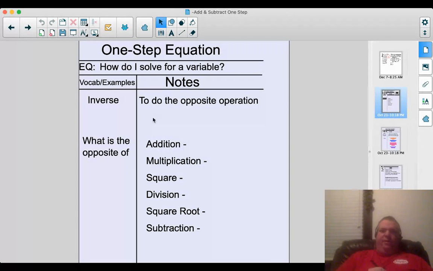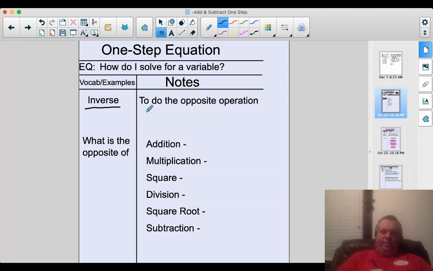Okay. So there's a couple of things you're going to hear me say, and I want to highlight what those things are right off the bat. So you're going to hear me talk about inverse operations. When I talk about inverse operations, I'm talking about opposite operations. So I'm talking about what will undo something.